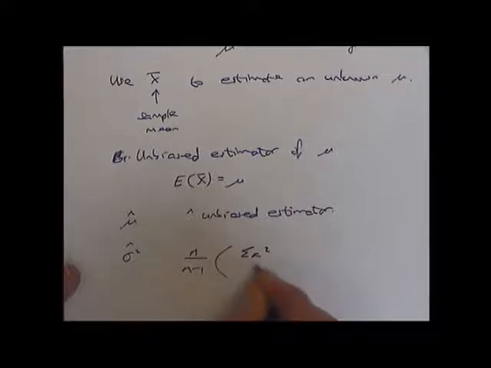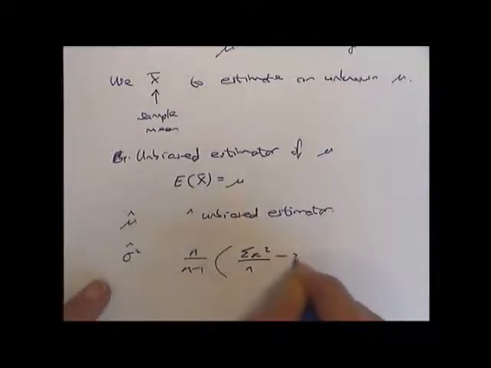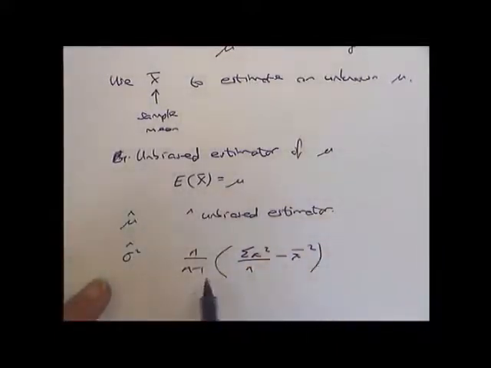Is that a hat? That's a hat. No, I mean when it starts the watching. That's an N. Okay? This is our unbiased estimator for the population variance.